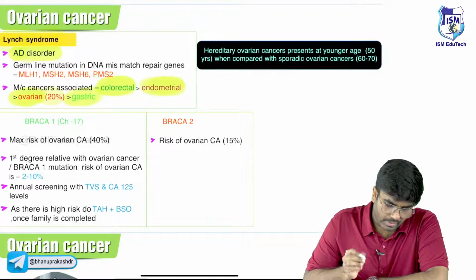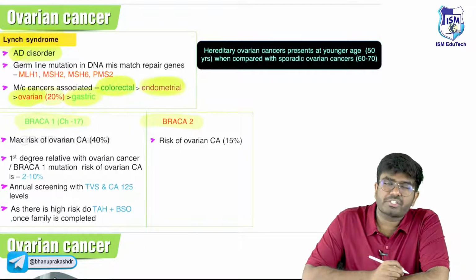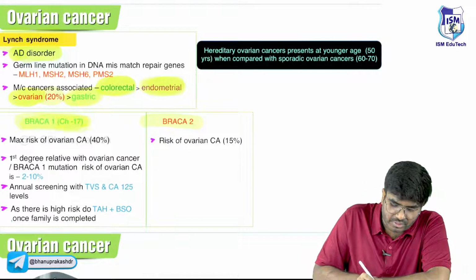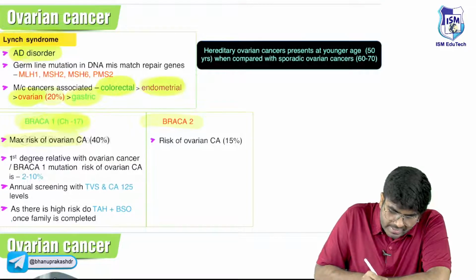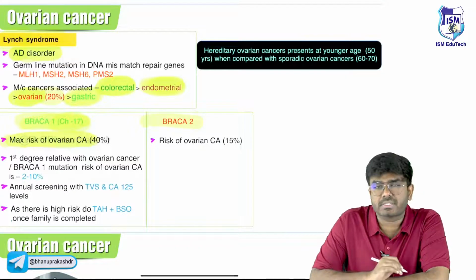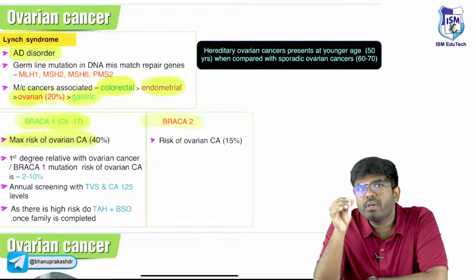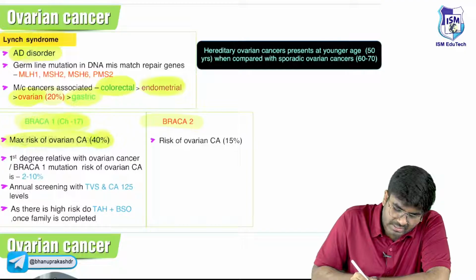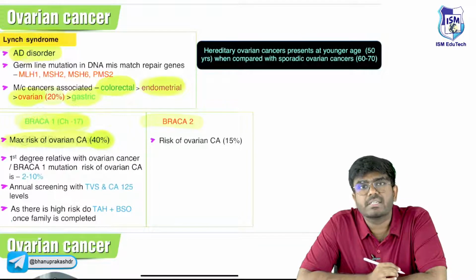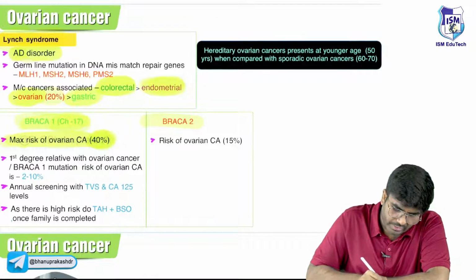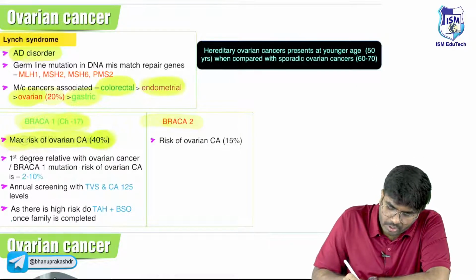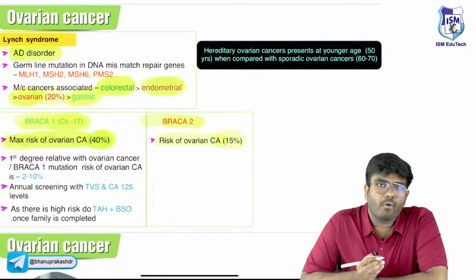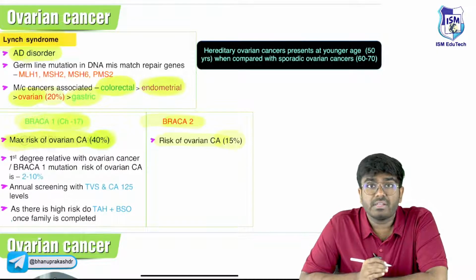Let's talk about the BRCA1 and BRCA2 gene mutations. If a female has a BRCA1 gene mutation, the BRCA1 gene being present on chromosome number 17, there is maximum risk of ovarian cancer. Imagine this is a female with a BRCA1 gene mutation. She has a 40% chance that she can have ovarian cancer. If she has a BRCA2 gene mutation, there is a 15% chance of getting ovarian cancer. 15%, 40%. BRCA1 is more dangerous.